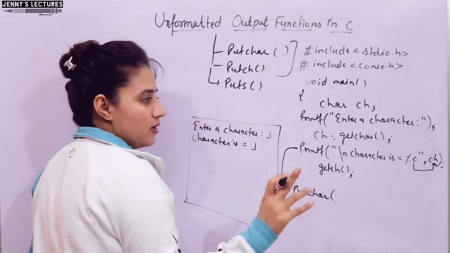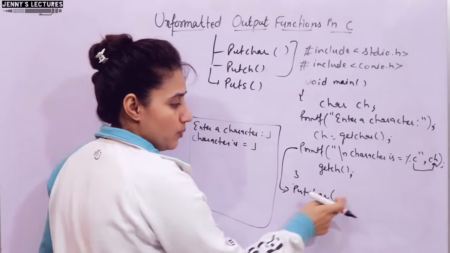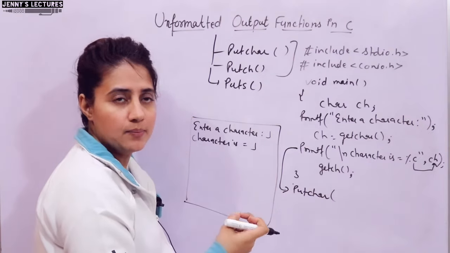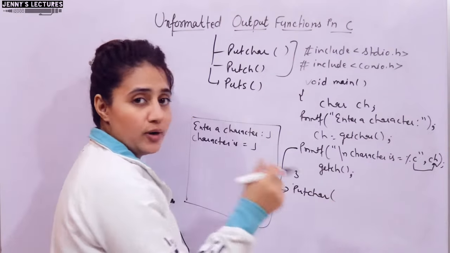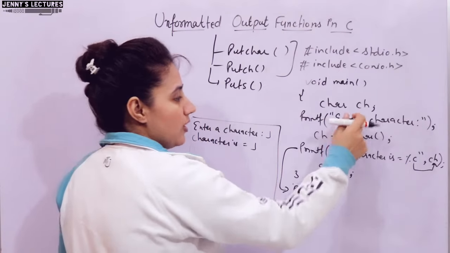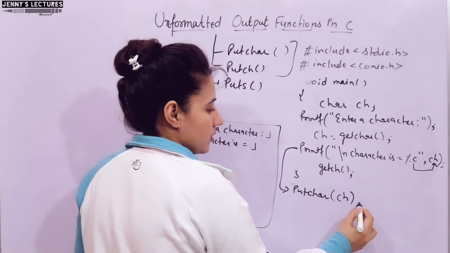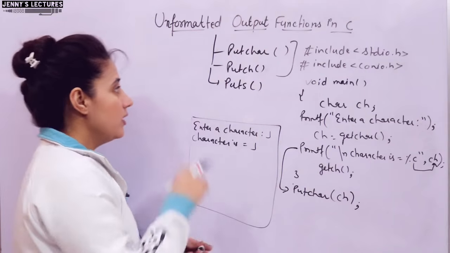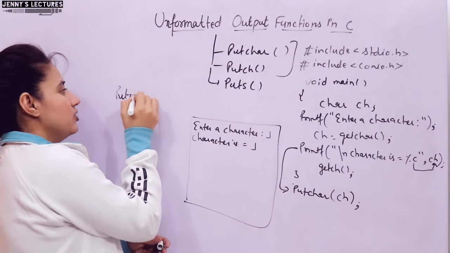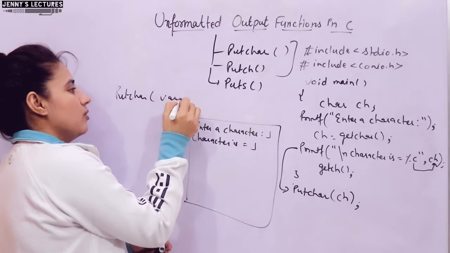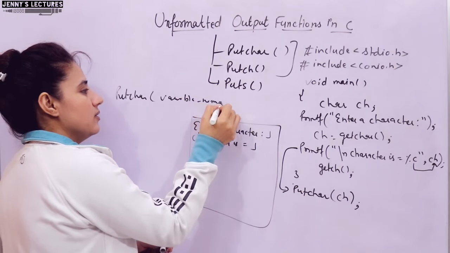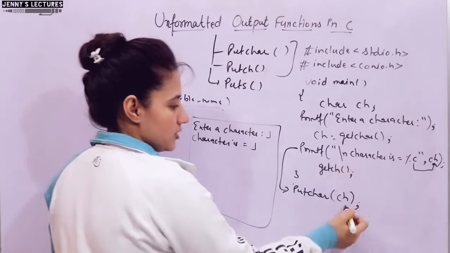Putchar, and whatever value you are printing, you have to pass that variable name here. It takes one single argument, and the name of that variable is ch. The general syntax of putchar is that you write the function name putchar and, here, the variable name. That is the general syntax. So the variable name here is ch.